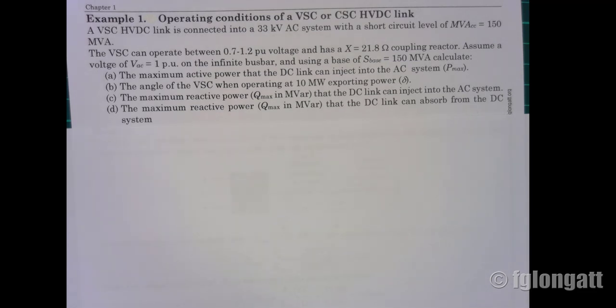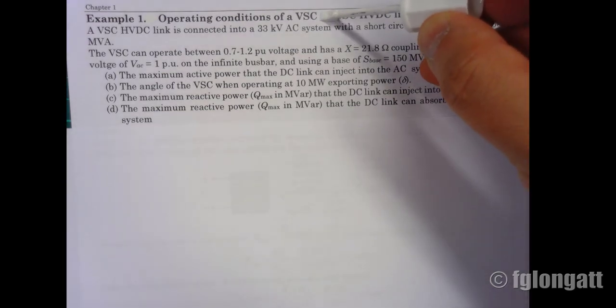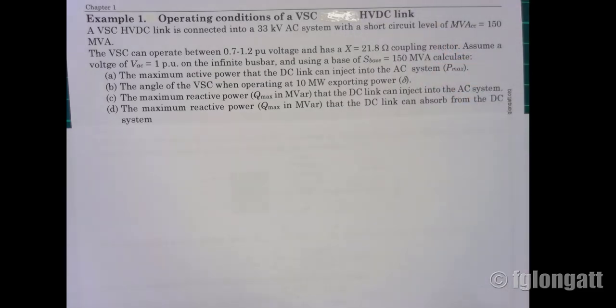We have the problem. I think this is 1.8. And 1.8 is related to operating conditions in voltage source converters working inside HVDC links. Again, 1.8, and we are working with the operating condition of a voltage source HVDC link.